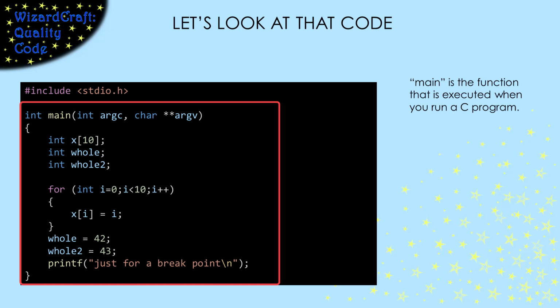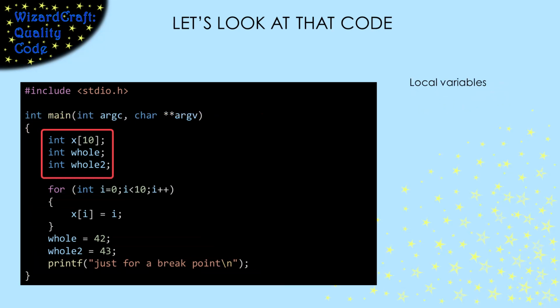The only purpose of this code is for us to be able to look at memory to see how C allocates space for variables. So we just put some patterns in the data so that we'll be able to find them in memory. In this function, there are 3 local variables: an array named x that holds 10 integers, and 2 integer variables named whole and whole2.